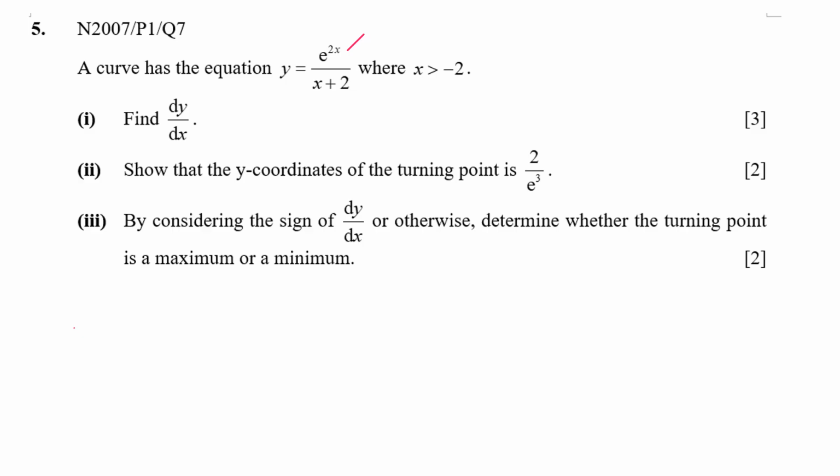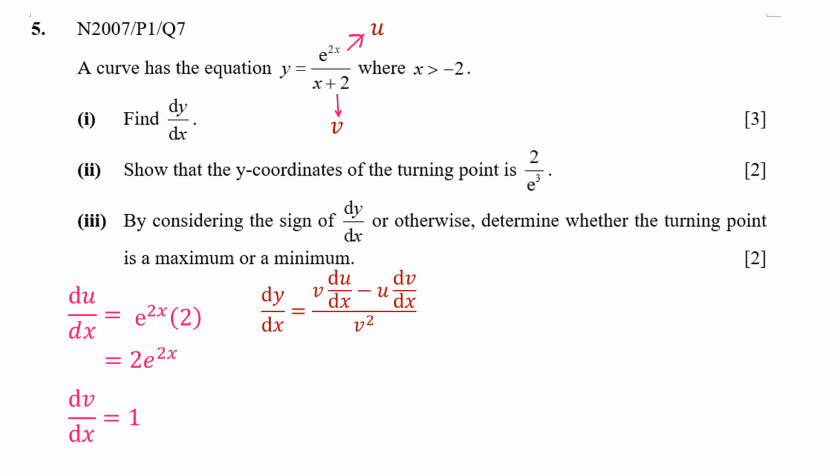Right, so we are asked to find dy over dx. Okay, so we have to use the quotient rule. So we're going to let the numerator be u, denominator be v. So the numerator is e to the power of 2x, you differentiate it, you get e to the power of 2x times 2. So there's 2e to the power of 2x. Let the denominator be v. So differentiate x plus 2 will just give you 1. Plug into your quotient rule, write down the formula. Start with v du over dx minus u dv over dx, over v squared. Plug in all your v, du dx, u, dv dx, your v squared.